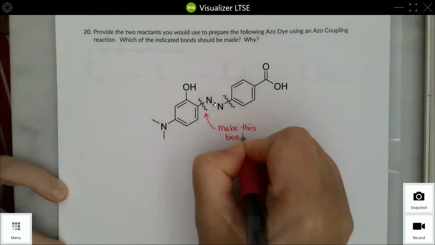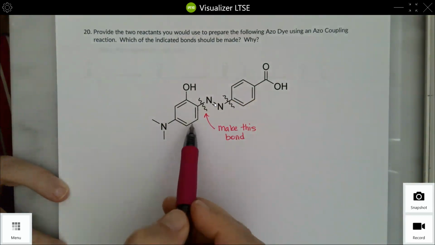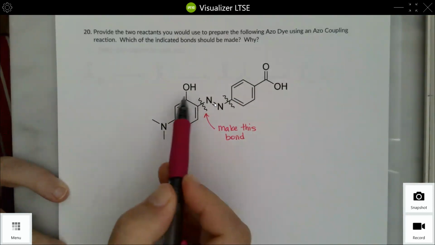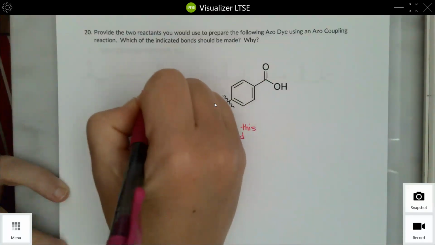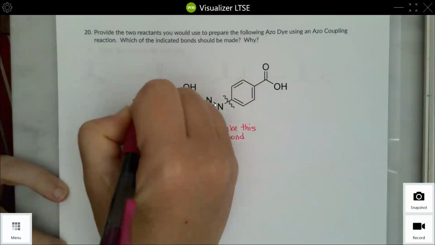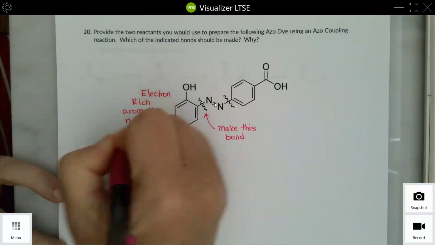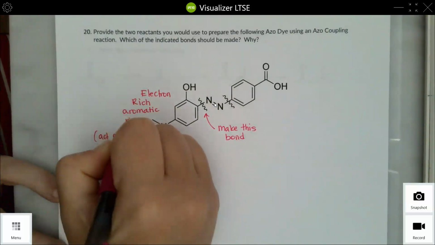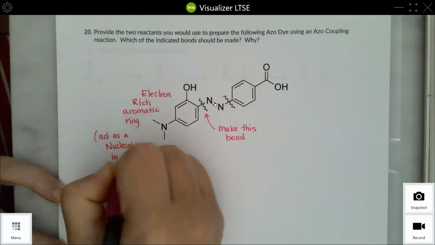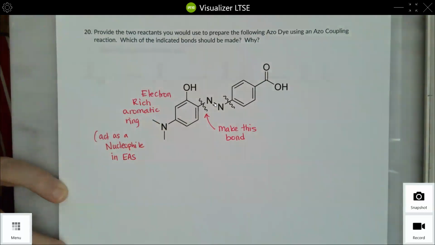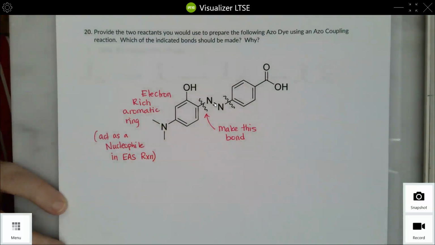And not this one. The reason why is because we want the ring that acts as the nucleophile to be the electron-rich ring, right? So this side is the electron-rich aromatic ring, because it's going to act as a nucleophile in the EAS, electrophilic aromatic substitution reaction, that's needed to produce the azo dye.